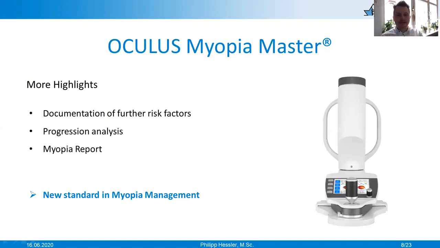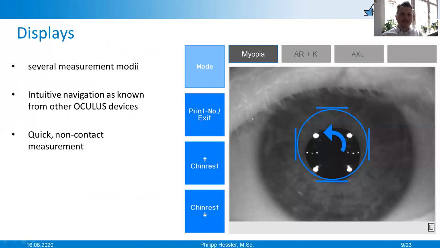What I find particularly nice is that OCULUS has developed some software to document further risk factors and to carry out a progression analysis. Let us now take a brief look at the displays of the Myopia Master. At first, you can select several measurement modes. Navigation of measurement is very simple and self-explanatory, as you know it from other OCULUS devices, for example, the Keratograph 5M. And in addition, the measurement is very fast and not invasive.